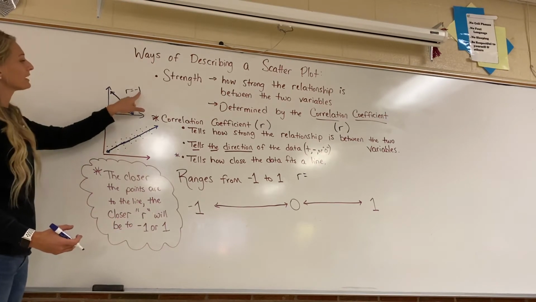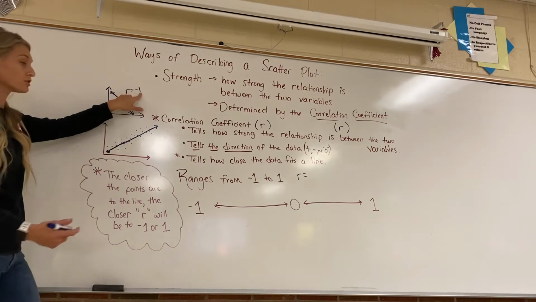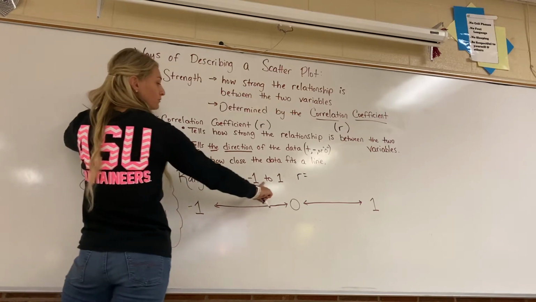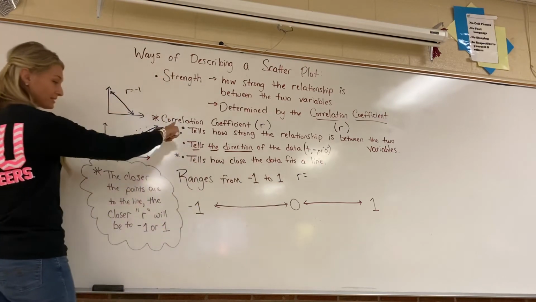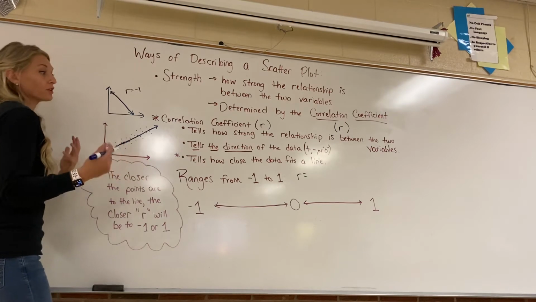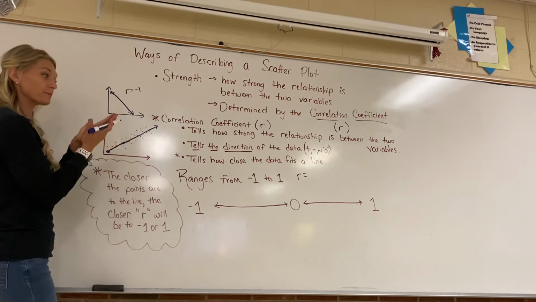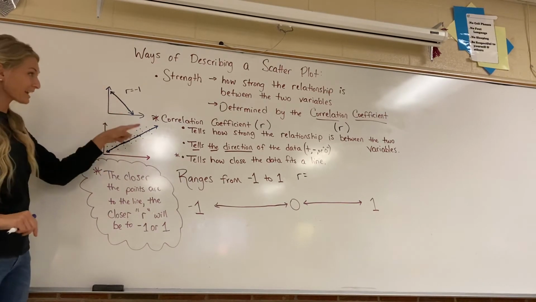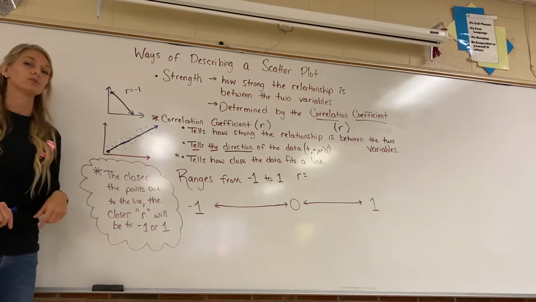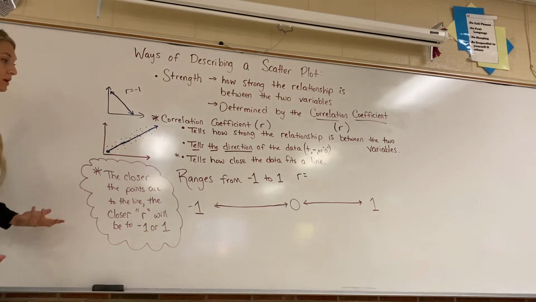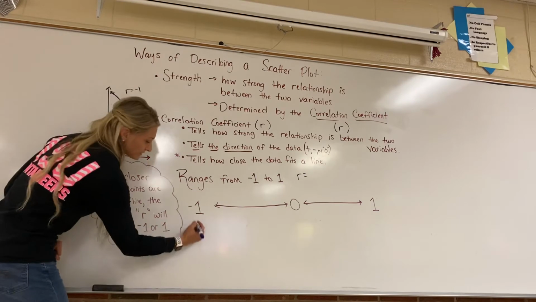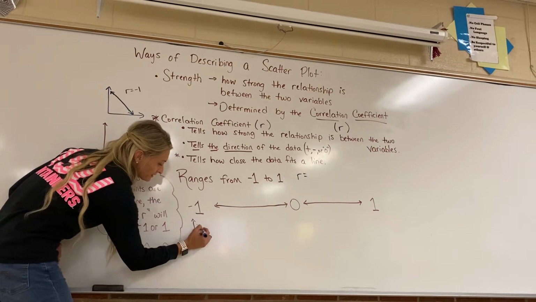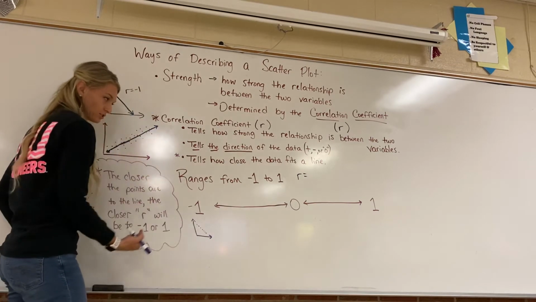But it's going to tell you how strong it is. So the closer this number is to either -1 or 1, the stronger it is, or the closer those points are to actually forming a line, okay? So notice in this one, when I graphed my scatter plot, it actually formed a line. So that's why the correlation coefficient would be -1, okay? Well, that's if they actually form a line. So -1 would be they form a line going down that direction, okay?